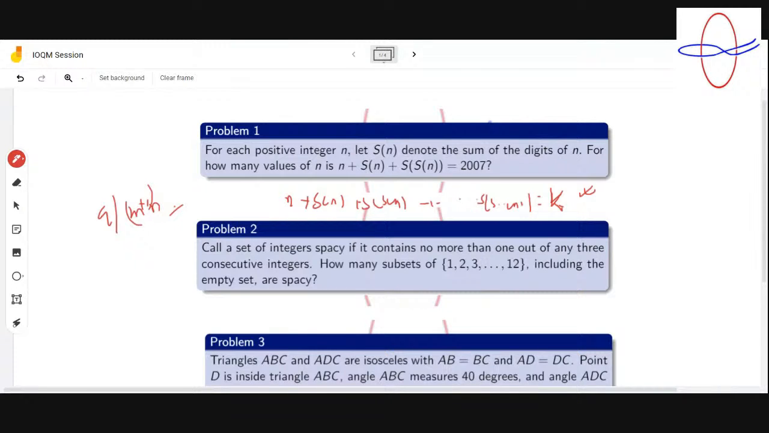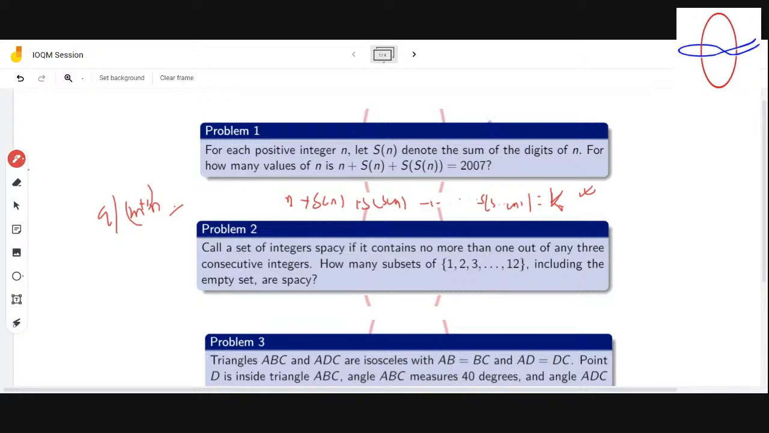Contains no more than one out of any three consecutive integers. Okay. So take any three consecutive integers. It must contain at most one. Okay, not none of them, that's it. So if you take a chunk of three consecutive integers, then it must contain at most one. Okay, that's it. So how many such subsets of this are Spacey?